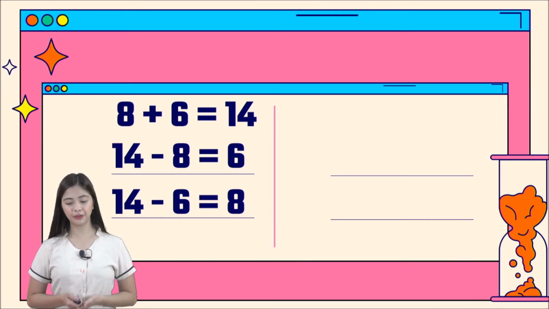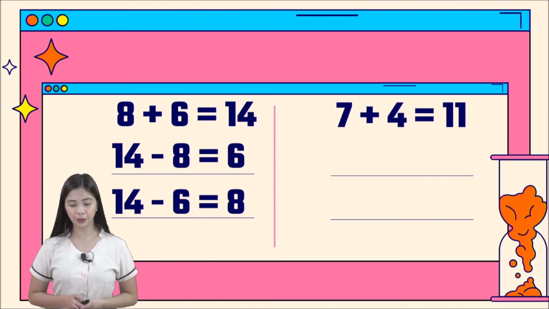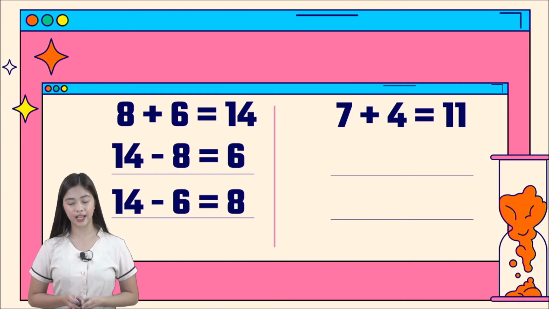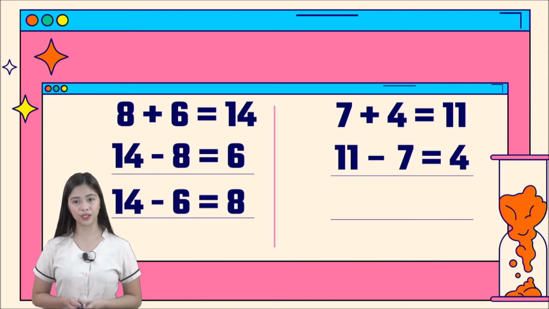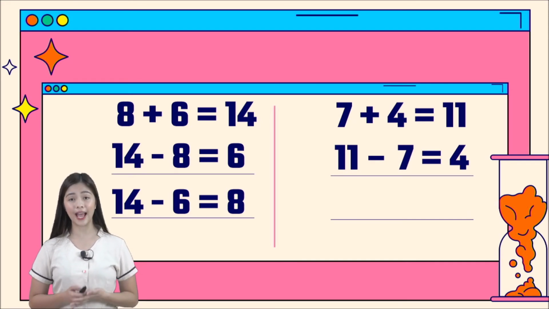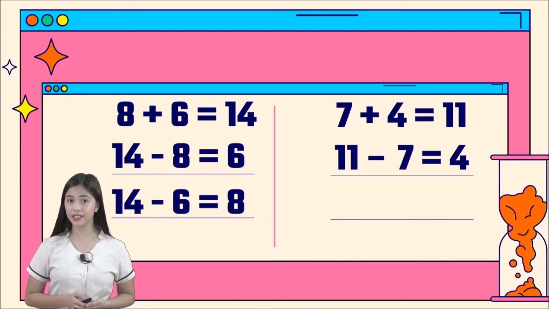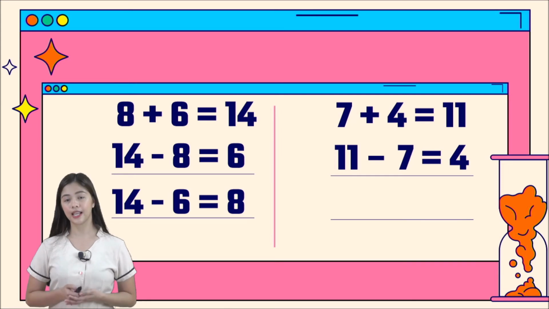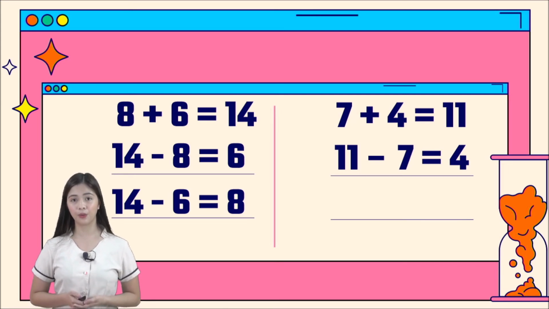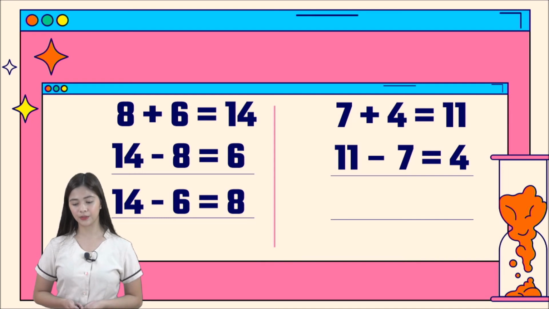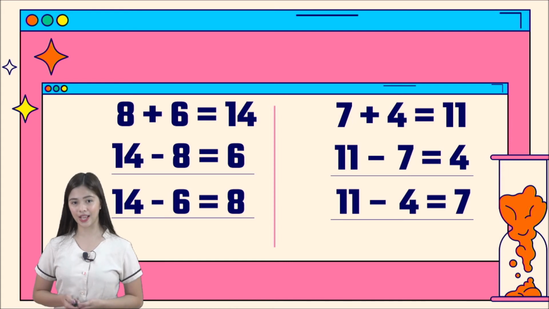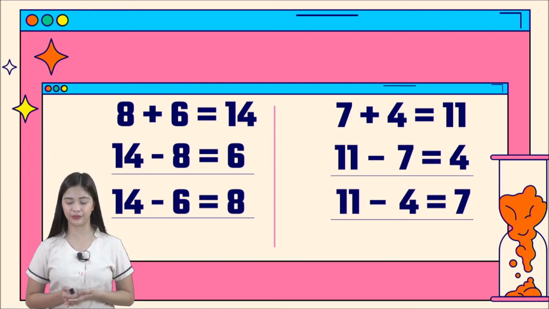Now, let's have the fourth one. 7 plus 4 is equal to 11. So, we are going to use 11 as our minuend. 11 minus 7 is equal to 4. So, the addends can either be the difference or the subtrahend. As you can see here, 7 is our subtrahend and 4 became our difference. So, let's proceed to next one. 11 minus 4 is equal to 7. So, we do the vice versa of it.